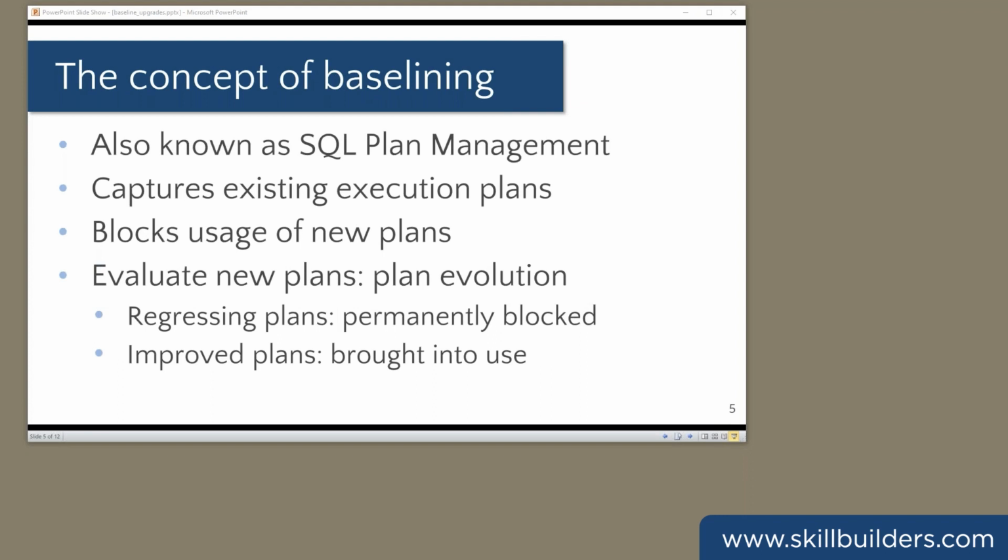Now, the way to stabilize your system through the upgrade process is through baselining. It isn't incidentally just stabilizing through the upgrade process. It can stabilize your system through gathering statistics, through parameter changes, through platform changes. Convert your system from single instance on Windows to a 4-node RAC on AIX. Baselining can stabilize your system through all those changes. It's also known as SQL Plan Management, SPM, and the API is called, indeed, DBMS_SPM.